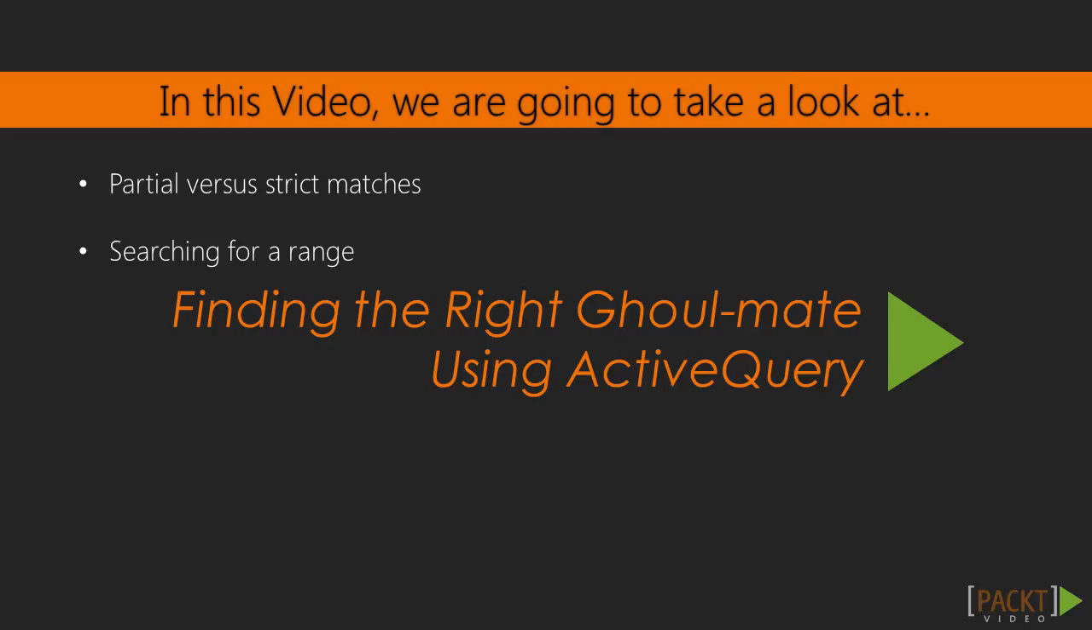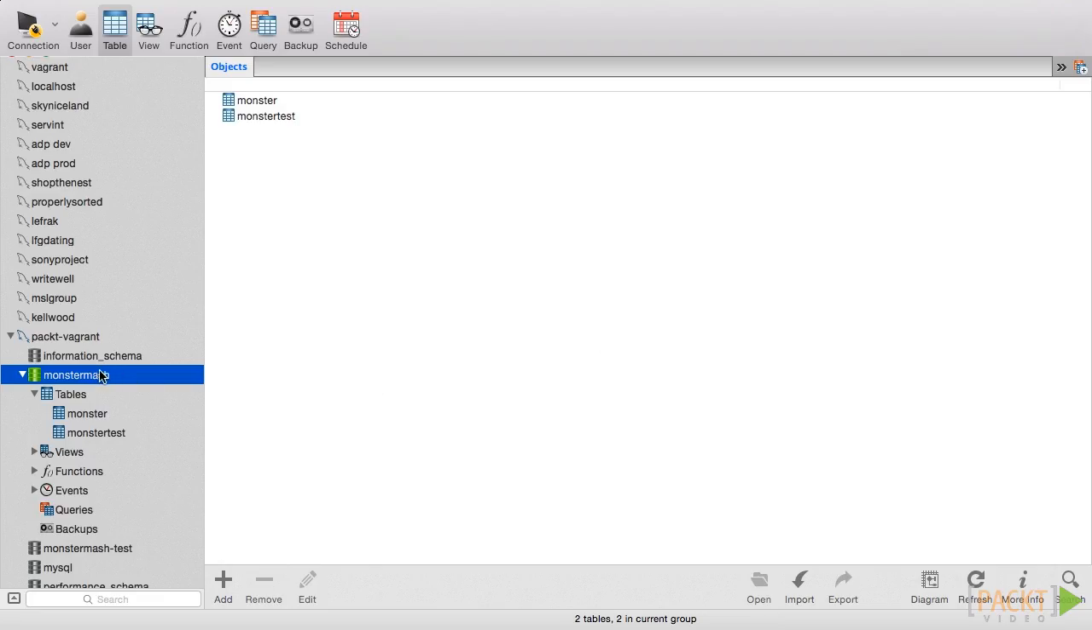In this video, we'll learn how to use the ActiveQuery component to search through our application's data. We'll learn how to perform several different types of searches, including partial string matches, exact string matches, integer range searches, as well as searching for data in related tables. Without further delay, let's get started.